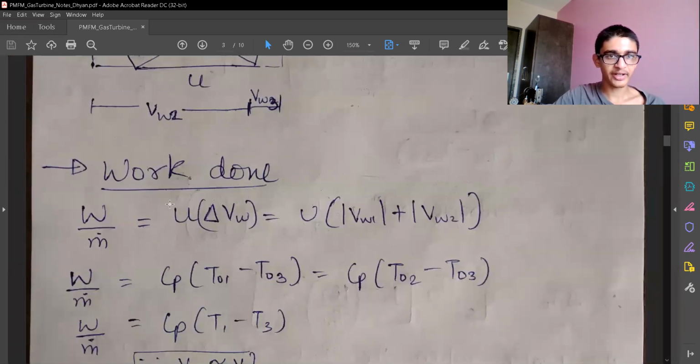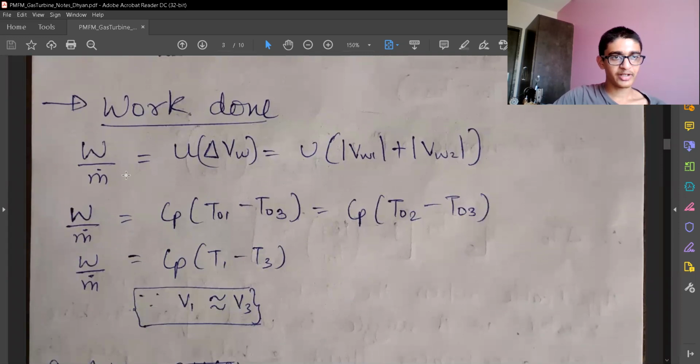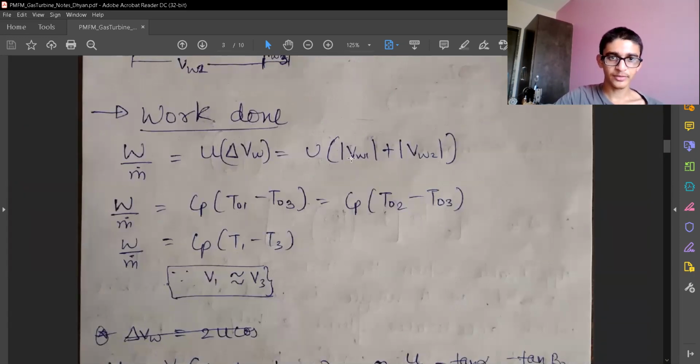Now let's use the velocity triangle to define work done. So we have work done per unit mass flow rate equal to U delta VW. The same equation we have derived earlier in other topics also. So U into the sum of the magnitudes of VW1 and VW2, and the same thing can be written in terms of enthalpy, and enthalpy can be written in terms of Cp delta T. Because we are handling gases, we can make this change from enthalpy to Cp T, as the gas can be assumed to be an ideal gas.